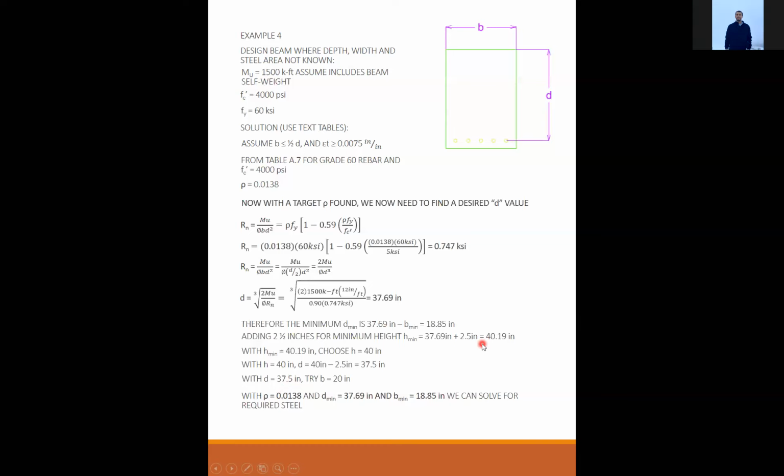And for B, we're just taking half of this number? Well, our target was B is equal to half a D. But half of 37.5 is a weird number, so I rounded it up to 20.